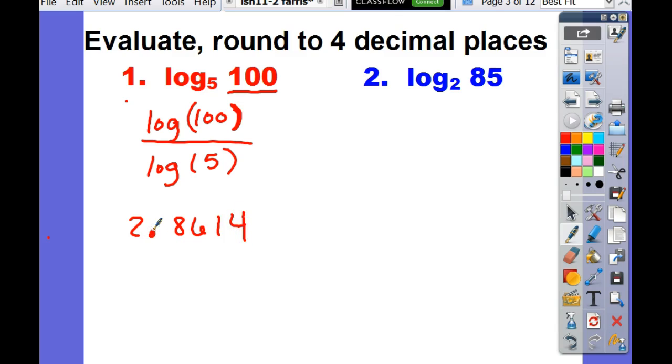Evaluate means what's the number? Now, what does the number mean? What was the base in our original problem? It means that 5 raised to the 2.8614 power is approximately equal to 100. You believe that? Let's check it out and see.